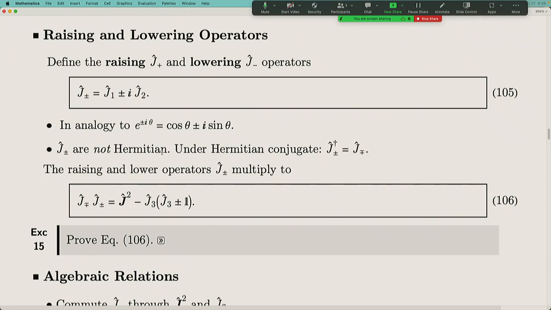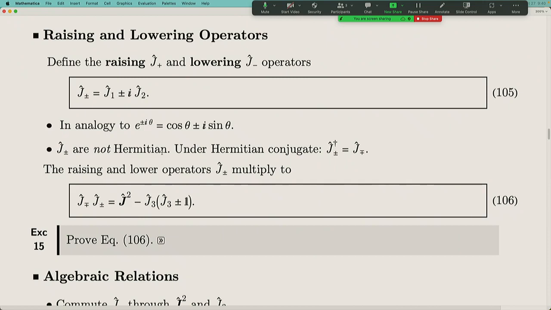The raising and lowering operators are no longer Hermitian, because J1 and J2 are Hermitian operators, but combining a Hermitian operator with an imaginary unit makes it no longer Hermitian. In fact, if you take the Hermitian conjugate of J_plus/minus, it becomes J_minus/plus, because J1 and J2 are invariant under Hermitian conjugation, but this i gets a minus sign, which flips the sign between plus and minus in this expression.